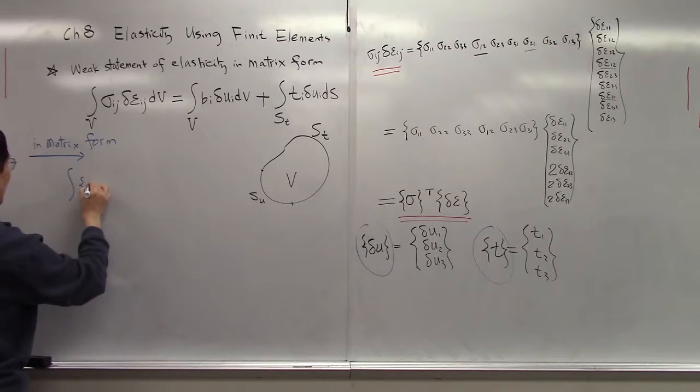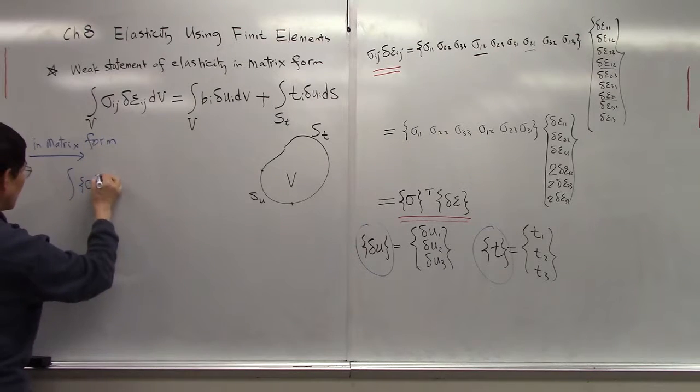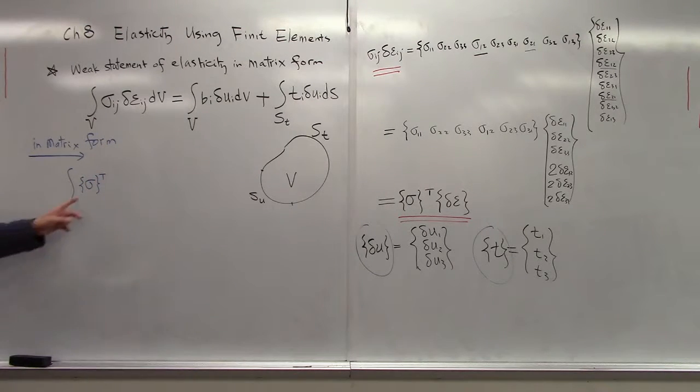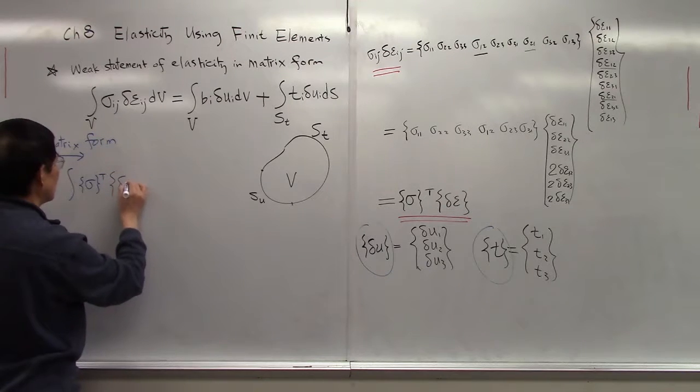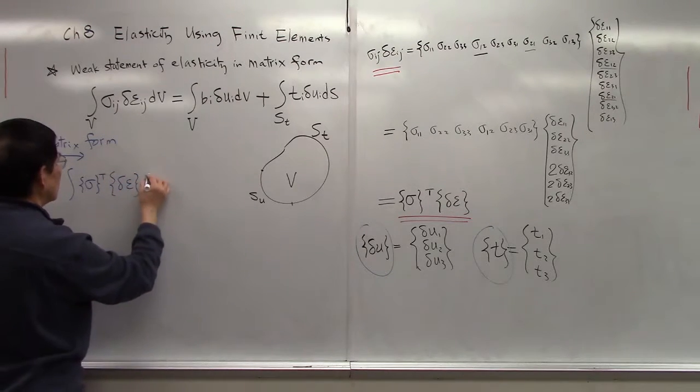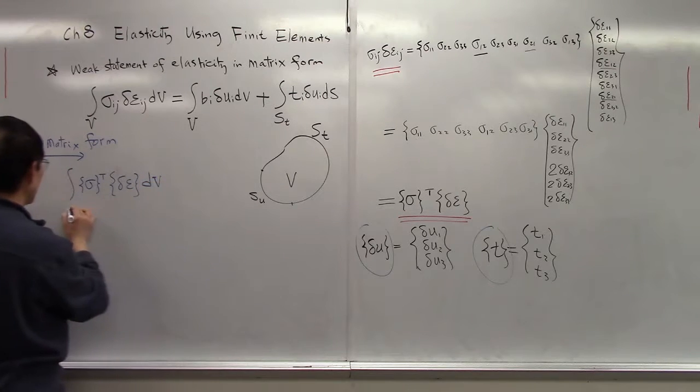So now we have sigma vector, because it should be a row vector. So we need to write it as a column vector transpose. Okay? And this one is delta epsilon. Now integrate over dv.